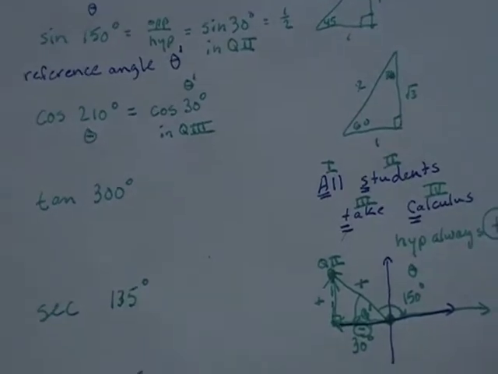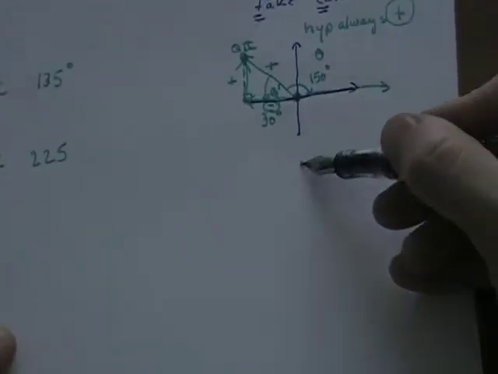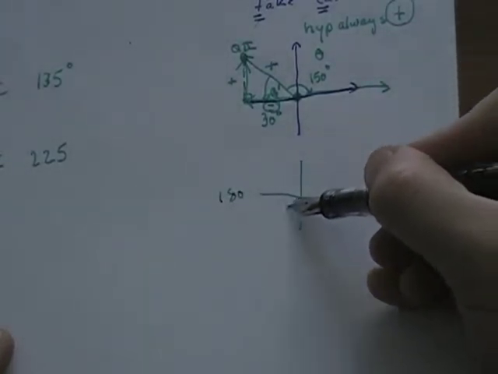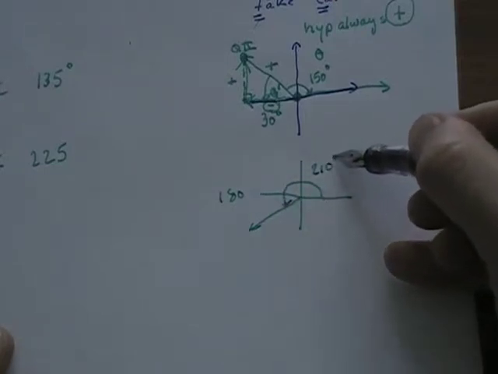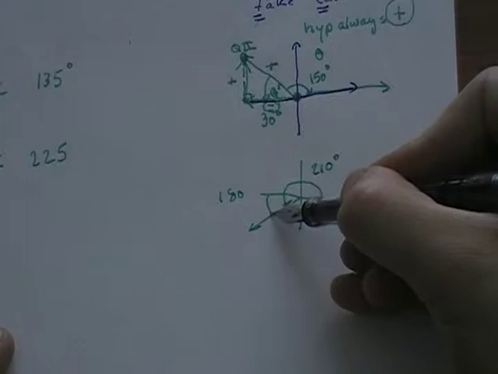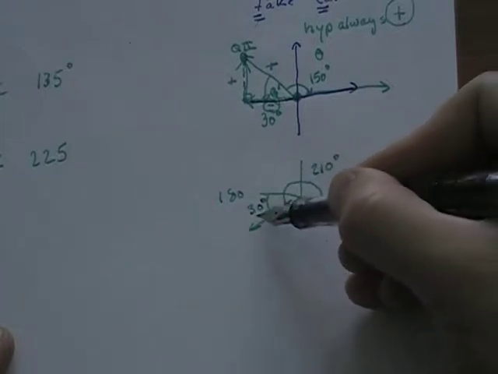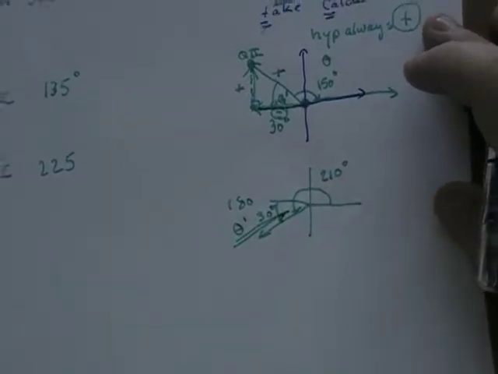Now, how do I know that? Mentally, I draw this picture. So mentally, I say, look, here's 180. Where's 210? 210's here. Okay, there's 210. How far am I from the nearest x-axis? 30 degrees. That's theta prime, 30 degrees.